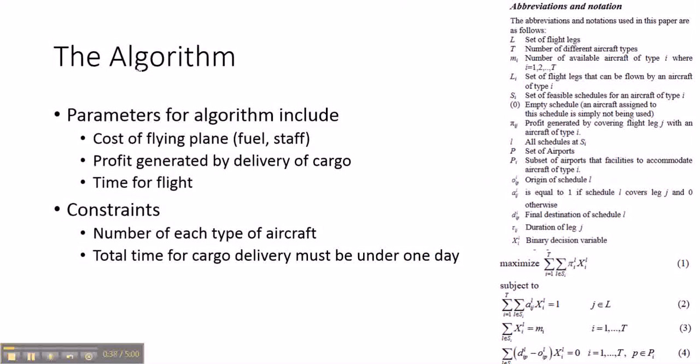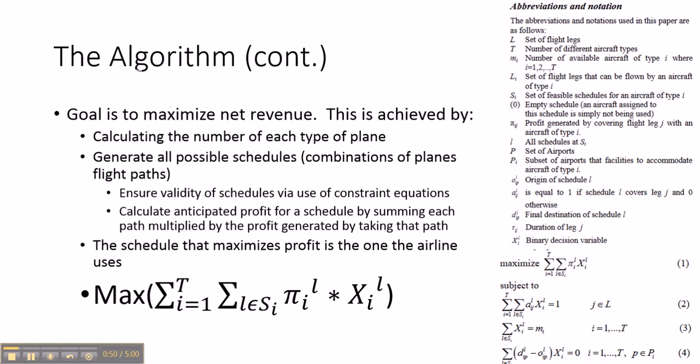The parameters for the algorithm include cost of flying, fuel, staff, profit generated by delivery of cargo, and time for flight. Constraints include the number of each type of aircraft, and the total time for cargo delivery must be under 1 day. The algorithm's goal is to maximize net revenue.